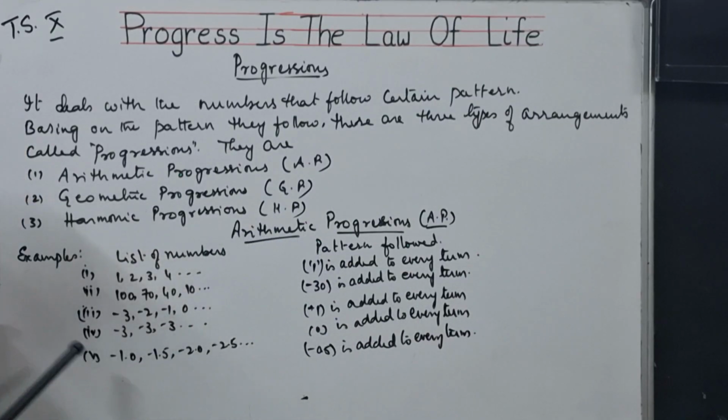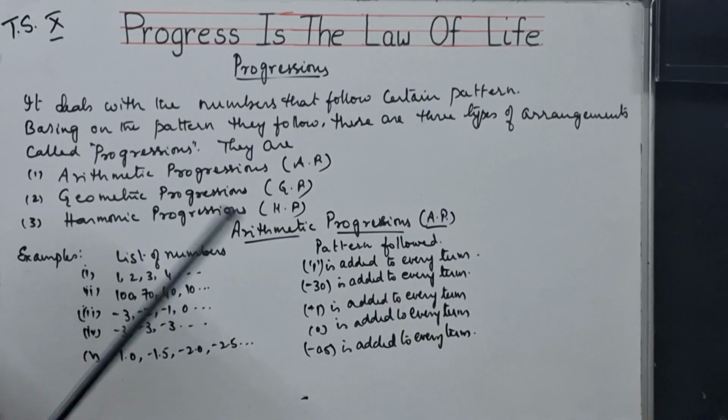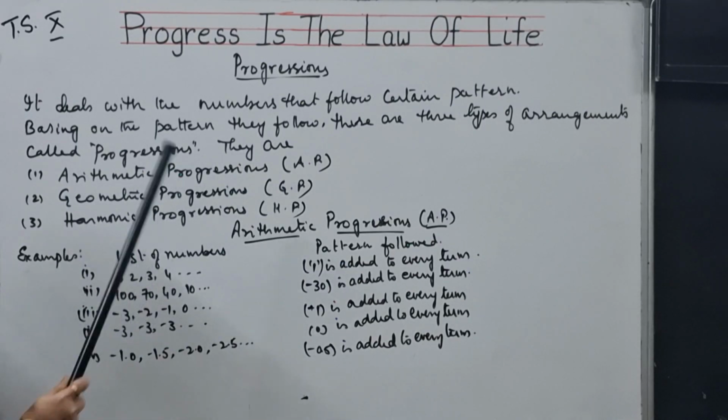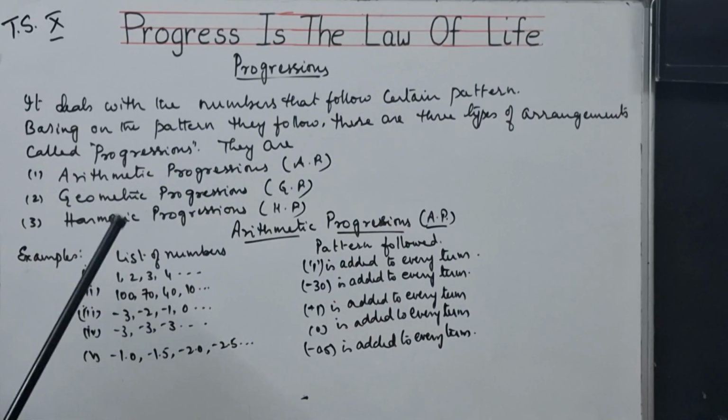So if you understand this, in AP, what are you understanding? Each and every term is formed by adding a certain number, the same number, to each and every term. So if you find the arrangement in this way, where each and every term has got the same number added to its previous term, this kind of progression is called an arithmetic progression. Please write this down, children.